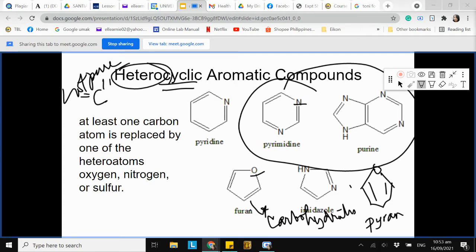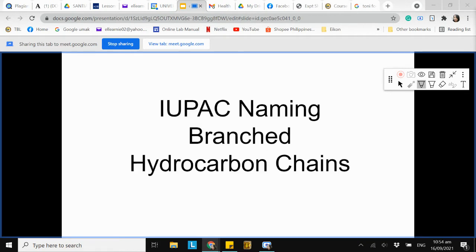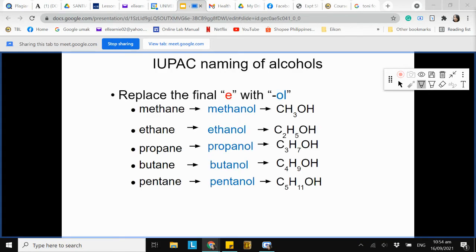I'll update this in our TBL hub later on. In terms of naming, wala naman tayong naging problema sa naming. Now, another important thing to add on to alcohols is that we also have, remember, the names, the formula, and the root name for the IUPAC. So this is IUPAC naming. IUPAC name yan.